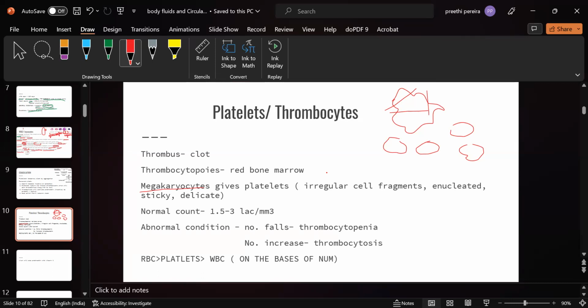Now let's see, based on number, which is more in our body. First, RBC. RBC is more in our body, then comes the platelets, and then WBC. Can anybody tell me the count of RBC? Normal count of RBC, how much should it be in man or woman? Anyone? Let me see, how much you remember? Tell me the count of RBC and WBC. The normal count.